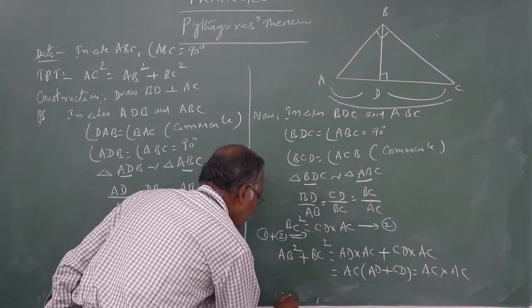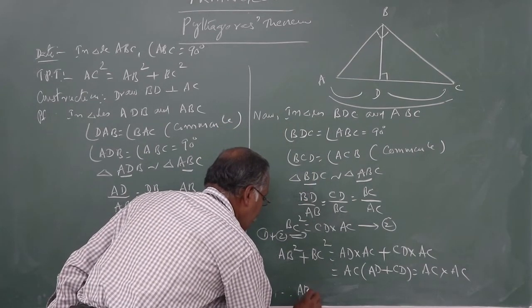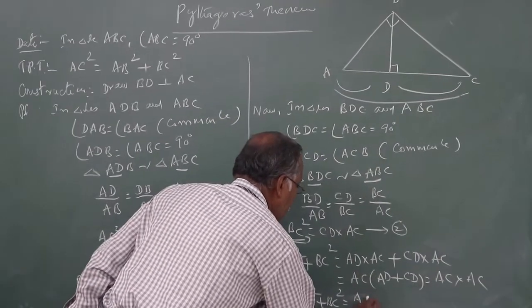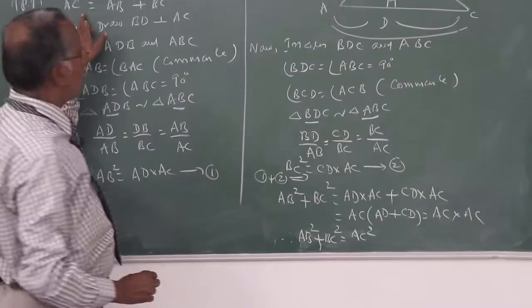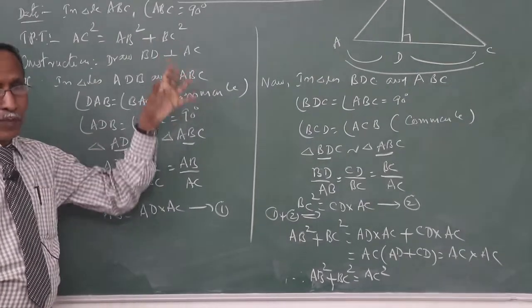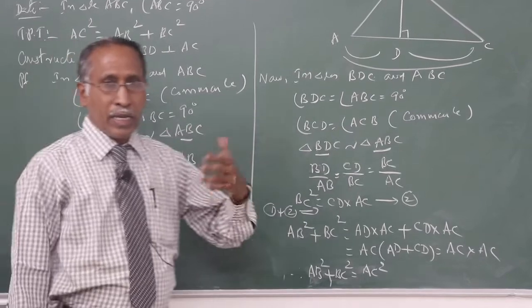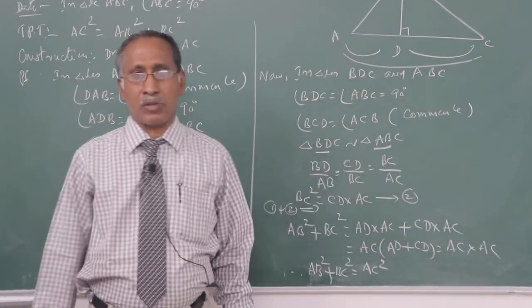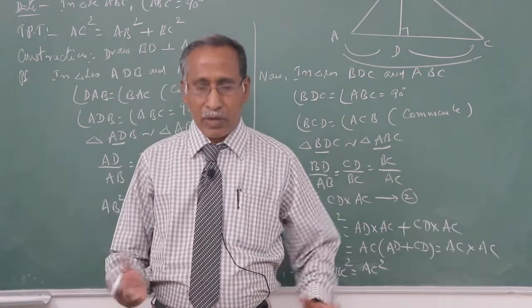Therefore, what are you getting here? AB square plus BC square is equal to AC square. That's what I had to prove. Look at this now: AC square equals AB square plus BC square. That means we have proved that in any right angle triangle, the square on the hypotenuse is equal to the sum of the squares on the other two sides.